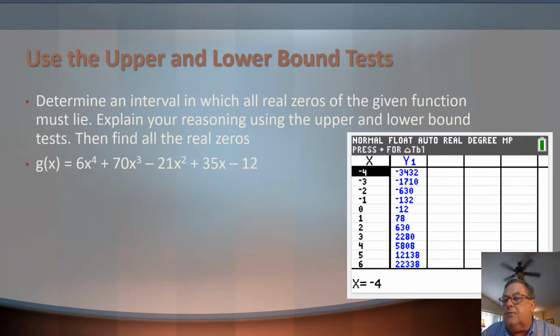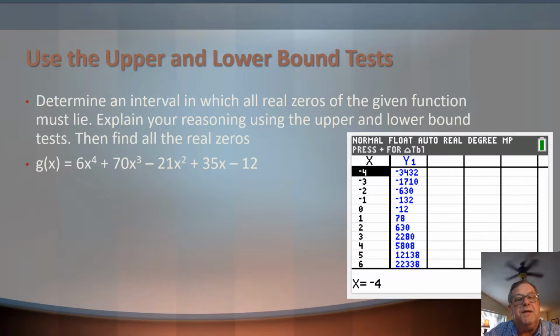And if we also divide a polynomial by a number, and our quotient is alternating positive and negative numbers, one positive, one negative, or one negative, one positive, and they're all alternating, then that establishes a lower bound. So between the upper and lower bounds, all the real zeros will lie in that interval. Let's get a little practical experience with that.